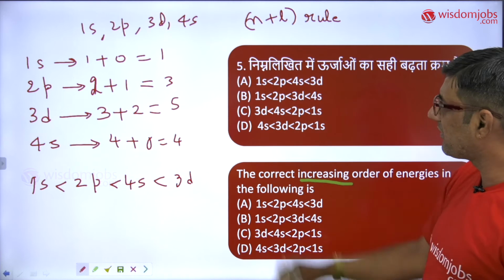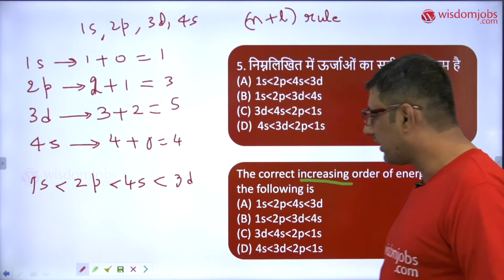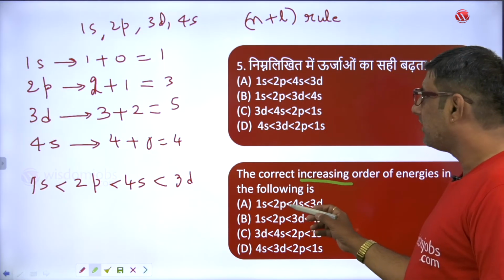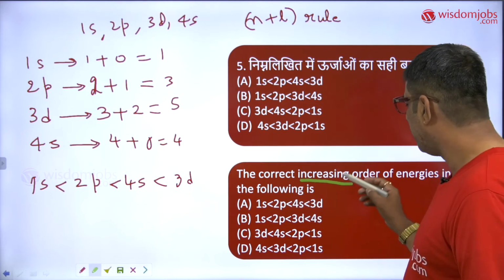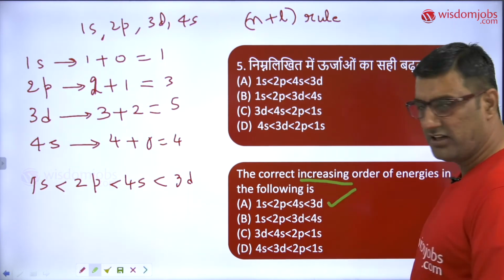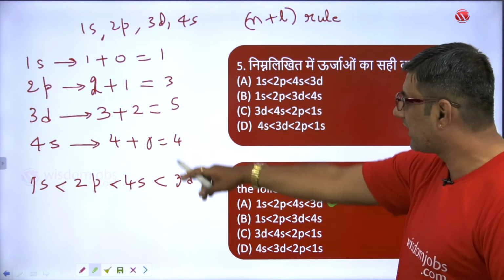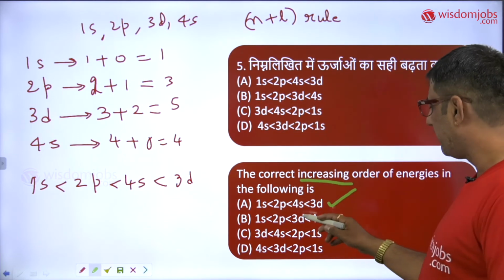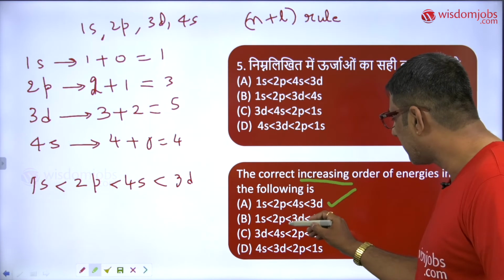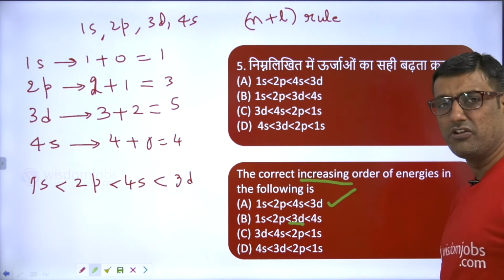So now check the given options for you. So in the 4 given options, what are the correct options? Let me check. Here 1s less than 2p less than 4s less than 3d. So the option A is perfectly matching with our calculations. Now coming to 1s less than 2p less than 3d. This 3d should not come here. 3d should not be in the 3rd position. 3d should be in the 4th position.